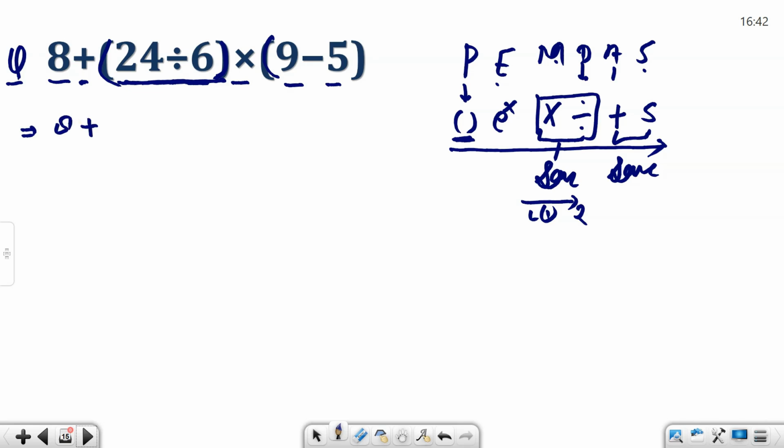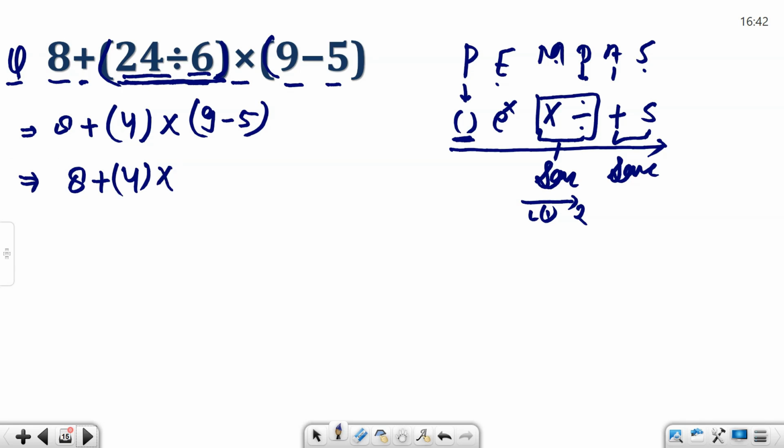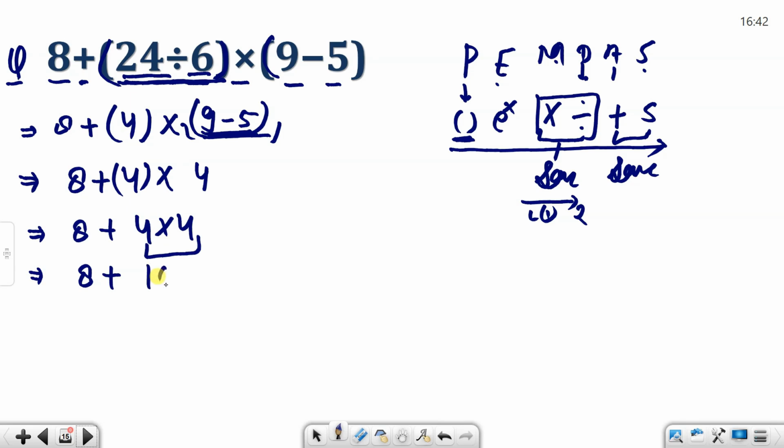8 plus. Here, 24 divided by 6 will be 4, in brackets, times 9 minus 5, inside the bracket. We will perform 8 plus, times 9 minus 5, we will solve this bracket. So in 9 minus 5, it'll be 4. Further, we will solve 8 plus 4 times 4. Now, 8 plus 4 times 4 will be 8 plus 16, which is 24. This is the right-hand side.